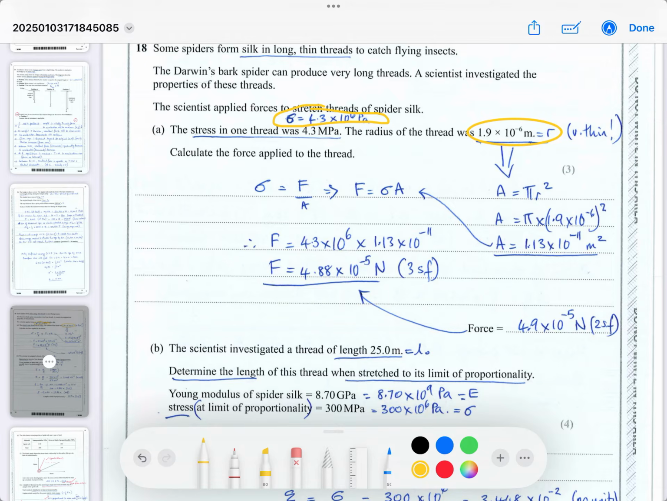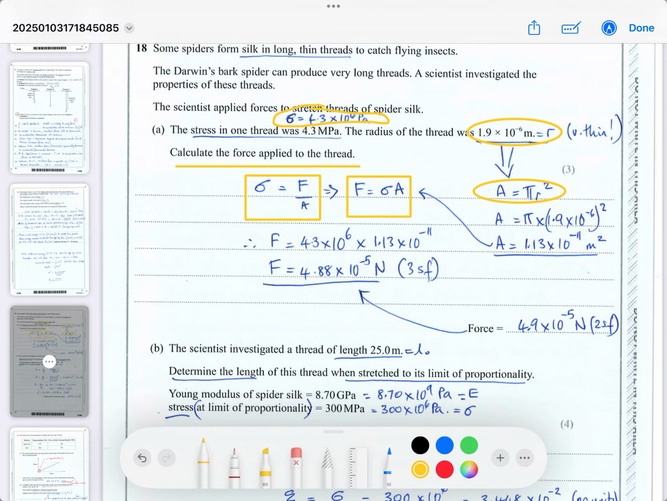And then you use the radius to work out the cross-sectional area, because we need that to be able to calculate the force. We've been given the stress, and we want to calculate the force, and we are using the stress equation, which is stress equals force over area. You should then change it to force equals stress times area. So we need the area first, and it's just pi r squared.